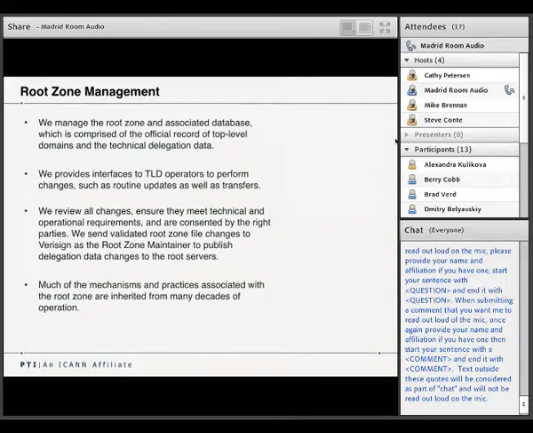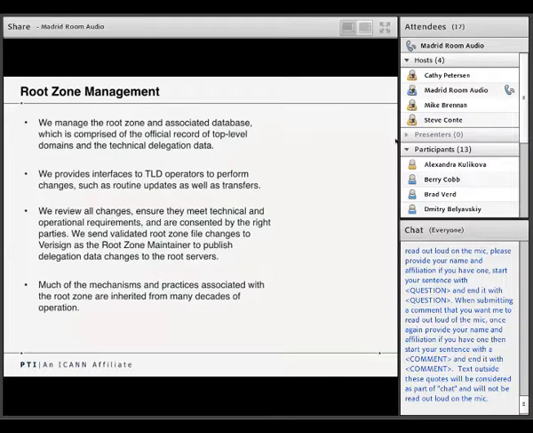A TLD operator has routine changes they need to do, personnel changes, changes to their NS set, but also more fundamental changes, such as when we see a TLD transfer from one registry service provider to another, where we see a ccTLD move to a whole new operator. Our staff's role is to review all of these changes, ensure they meet a variety of technical and operational criteria that are derived from community policies, and also to ensure that consent is received from the correct parties.